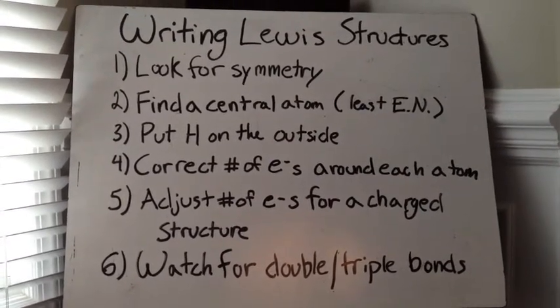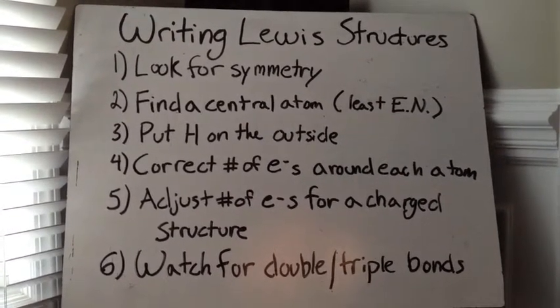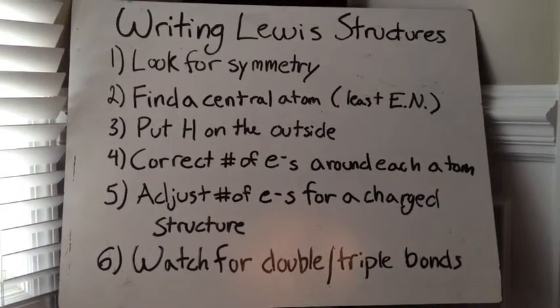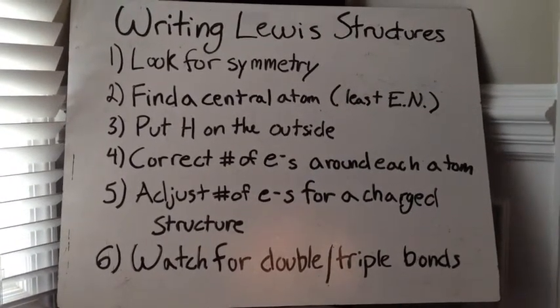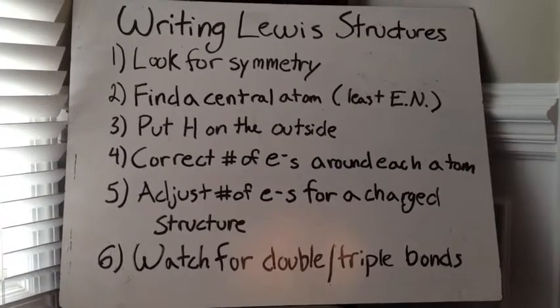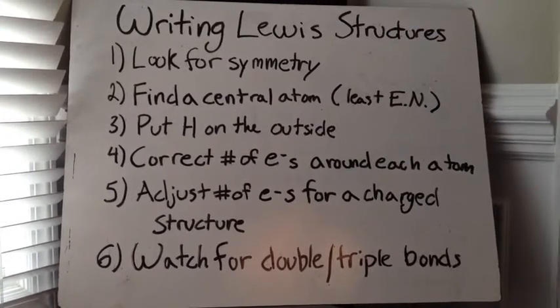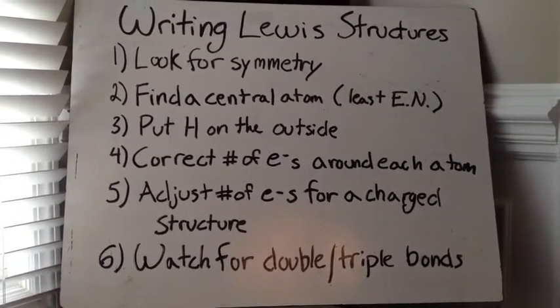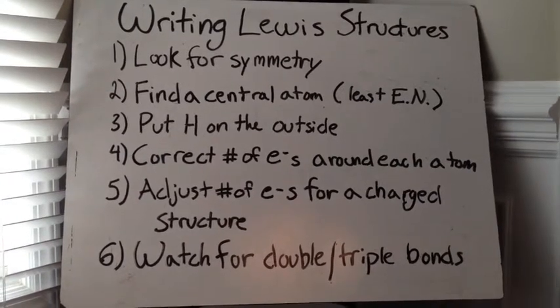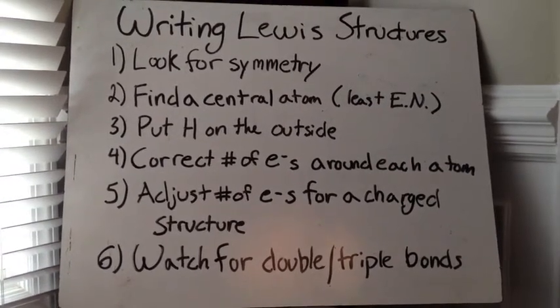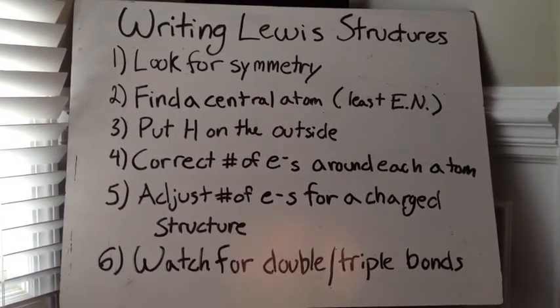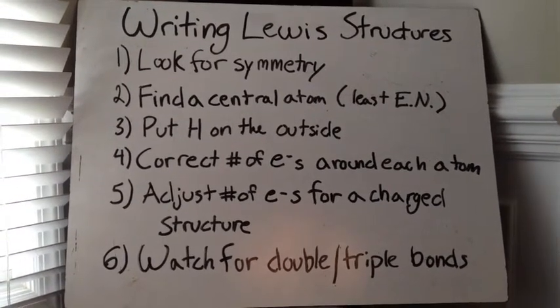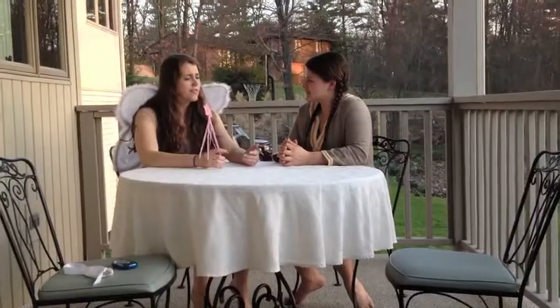You then put hydrogens on the outside of the molecule. You then write the correct number of electrons around each of the atoms. You can adjust the number of electrons for a charge structure, such as a polyatomic ion. And finally, you must watch for double and triple bonds because sometimes they exist and you won't realize until the end. There are a few other special exceptions that you need to know about.